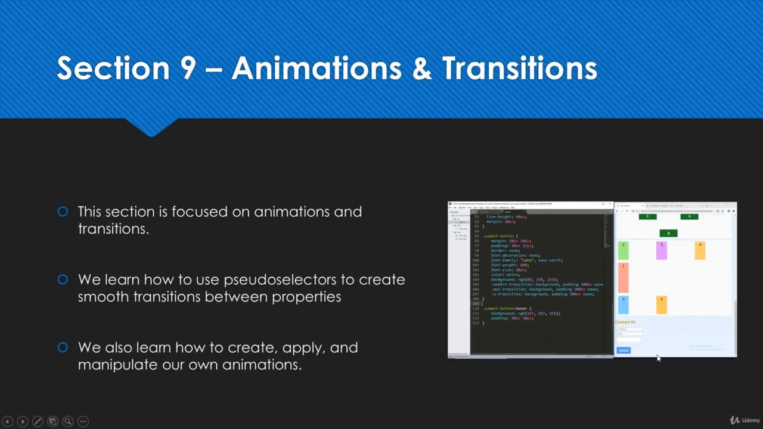So the next section is probably one of my favorites because it really separates the modern sites from the old sites, and we're going to be looking at animations and transitions. So first we're going to look at transitions and how to use pseudo selectors. Again, don't worry about what that means, to create these nice smooth transitions. And then we're also going to be learning how to manipulate them, so change how a transition looks.